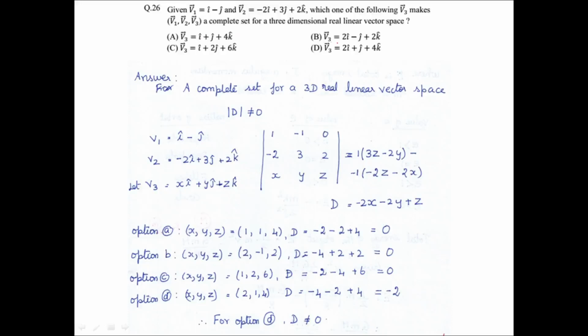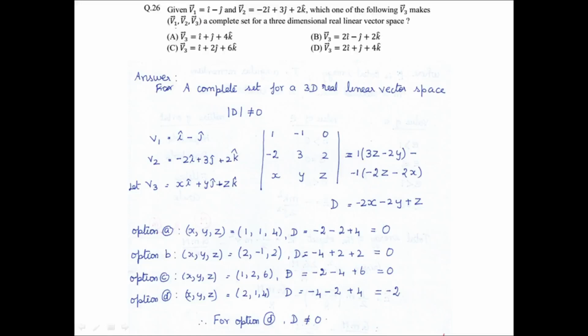Option B, v3 vector is equal to 2i cap minus j cap plus 2k cap. Option C, v3 vector is equal to i cap plus 2j cap plus 6k cap. Option D, v3 vector is equal to 2i cap plus j cap plus 4k cap.